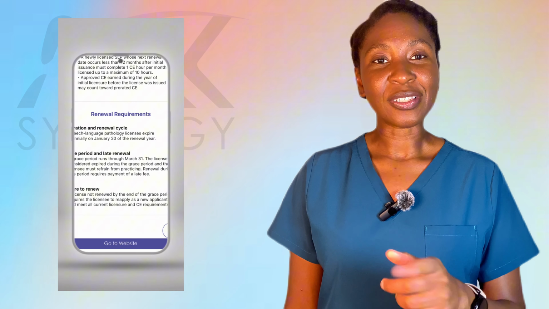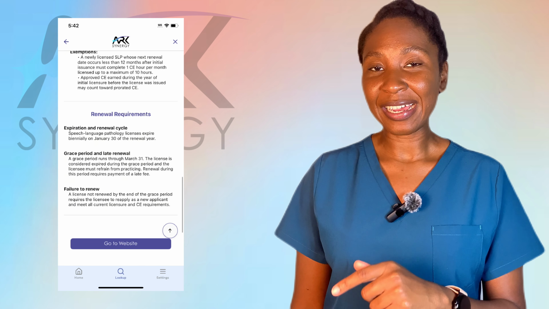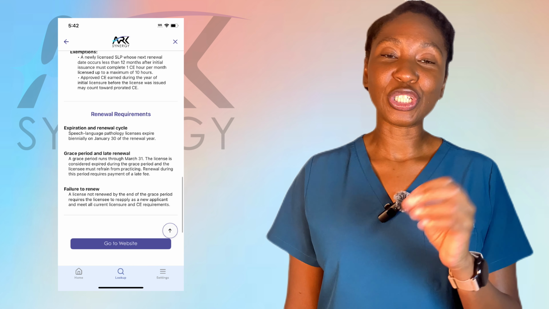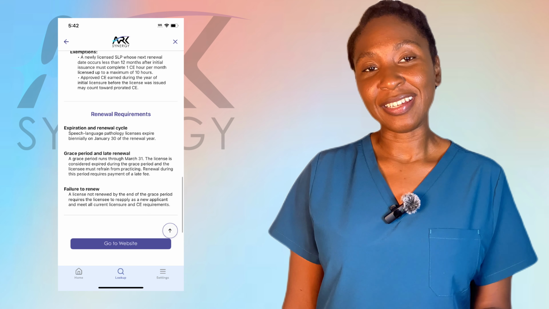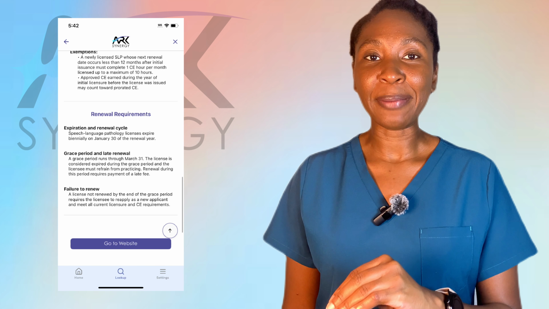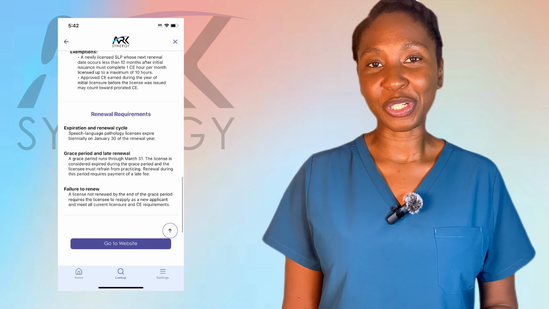New Mexico does offer a grace period through March 31st, but during that time, your license is considered technically expired and you should not be practicing. Late renewals also come with a late fee. If you still don't renew by the end of that grace period, you'll need to reapply as a new applicant and meet all the current requirements.